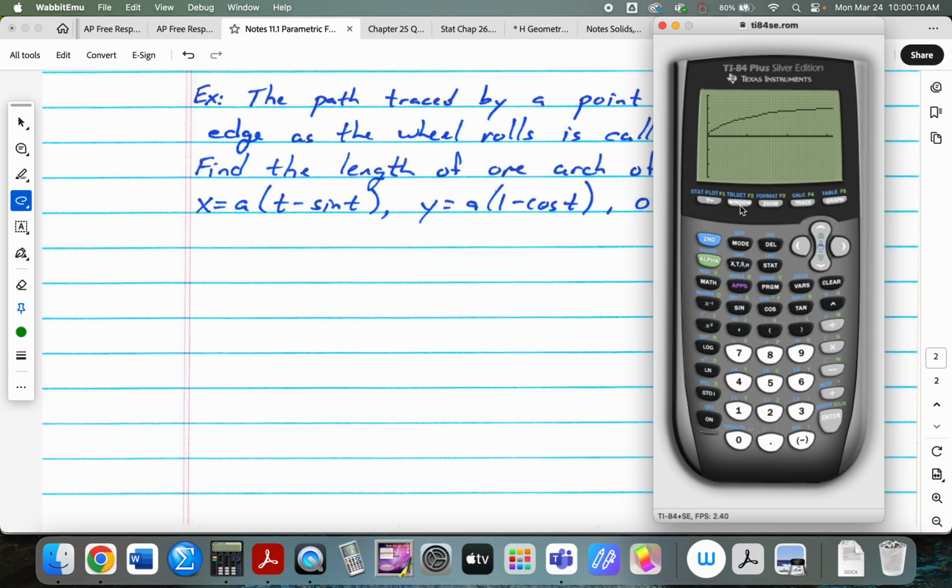Let's make it a little longer so we can see a little more of it. Let's go to, say, 8 pi. Oops, not e, pi. Okay, still not e. There we go. Something's not right. Did you notice it graphed exactly the same thing? t minus sine of t and 1 minus cosine of t.